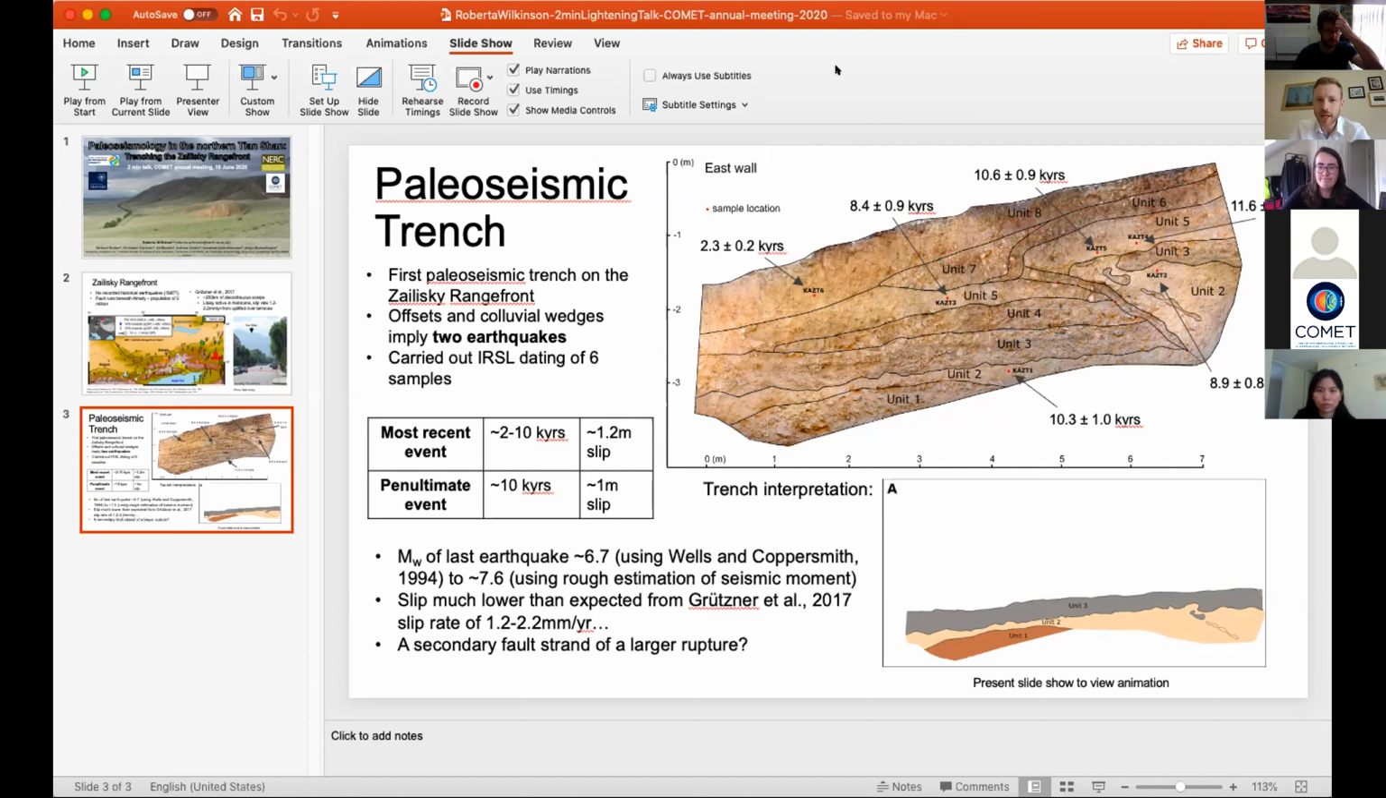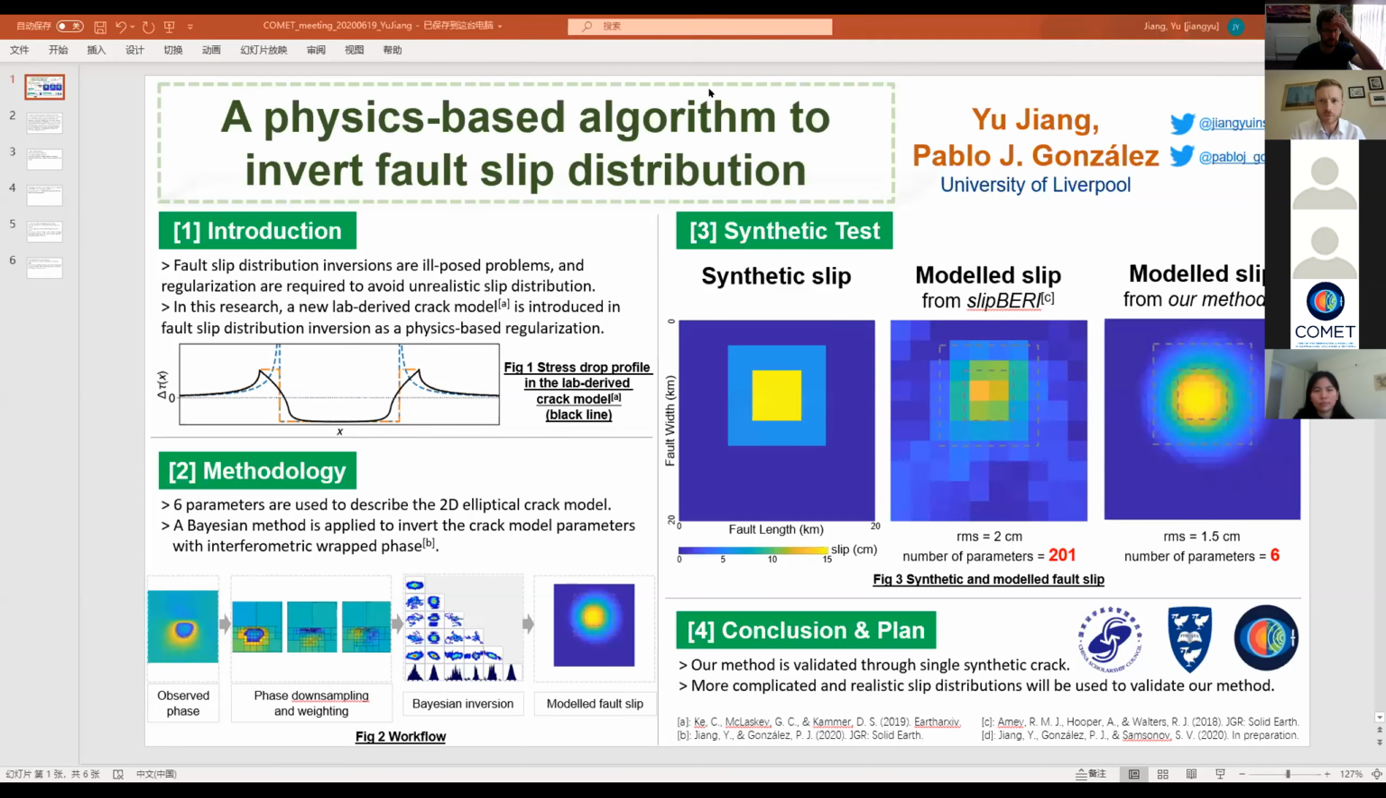Fantastic. Okay, great. Thanks, everyone. So we'll again move on. More questions for Roberta in the Slack, and hopefully we'll have a good discussion there for all the posters. So we'll move on then to Yu Jiang. Yu, if you'd like to share your screen. It is working well? Yeah, that's fine. We can see it. And you've got 2 minutes for your pitch.